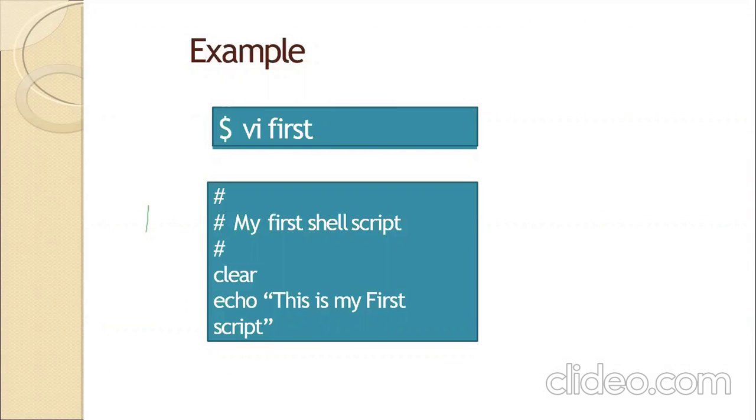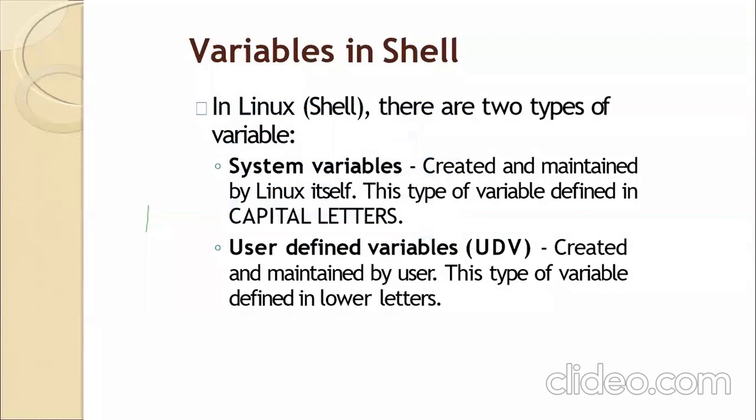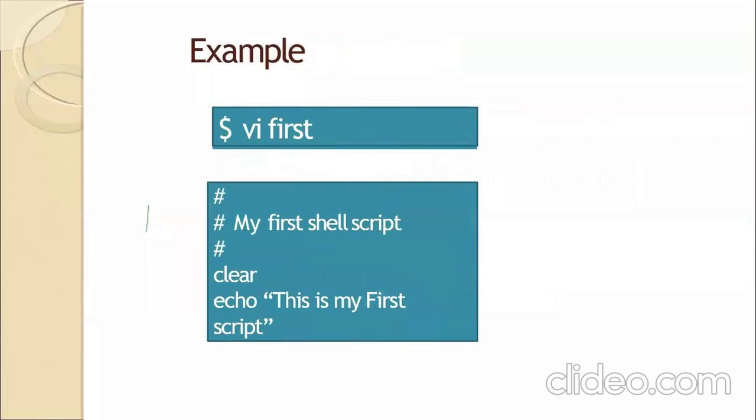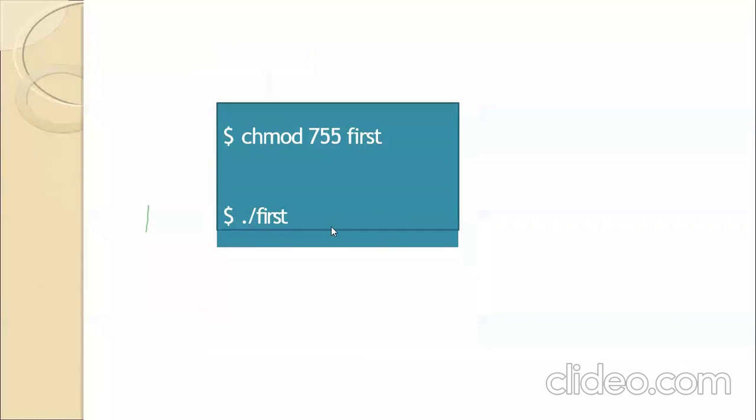What will be the output? How to run it? Change the permission: chmod 755 is for execution, followed by your program name. Then ./first. So it will give the output. What will be the output? This is my first script, when you are running it on the terminal. When you run this file ./first, it will give the output on the terminal: this is my first script.